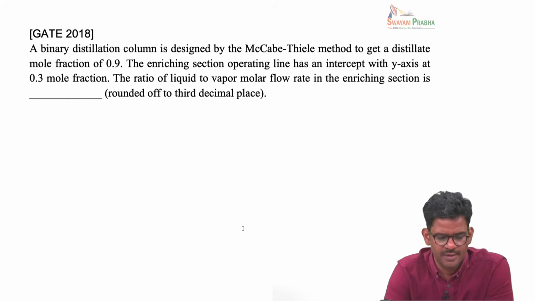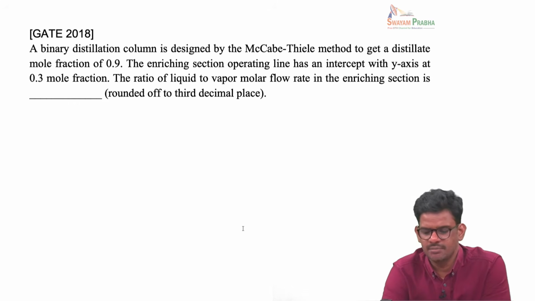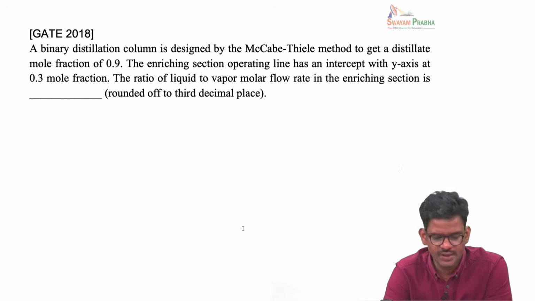So, in this problem, a binary distillation column is designed by the McCabe-Thiele method to get the distillate mole fraction of 0.9. The enriching section operating line has an intercept with the y-axis at 0.3 mole fraction. We need to find the ratio of liquid to vapor molar flow rate in the enriching section.